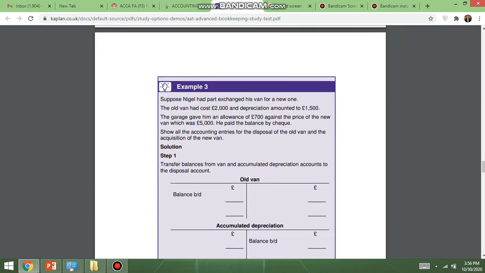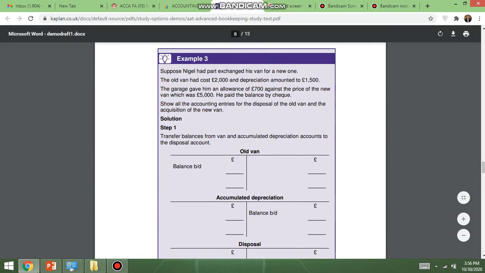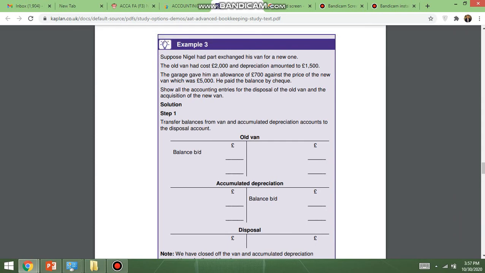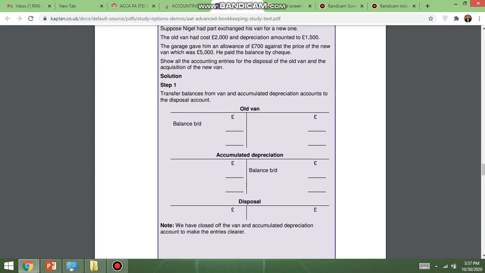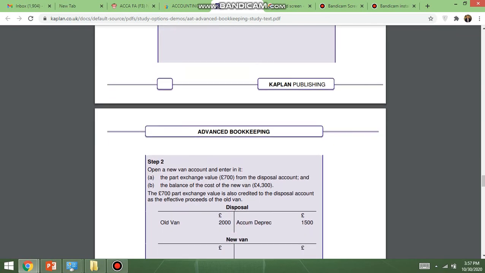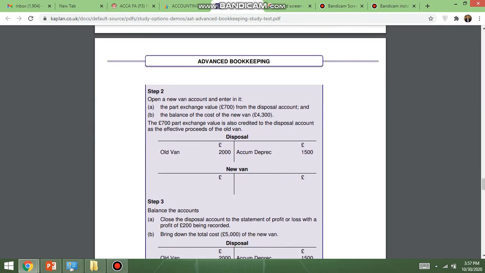The old van cost £22,000 and the depreciation was £1,500, the allowance was 700, and the price of the new van was 5,000 pounds. As I have explained previously, first you close the old van's account, you would do a credit entry over here and a debit entry over here, and similarly you would open up a disposal account. So in the disposal account, old van debit, accumulated depreciation credit, and the new van account gets opened.